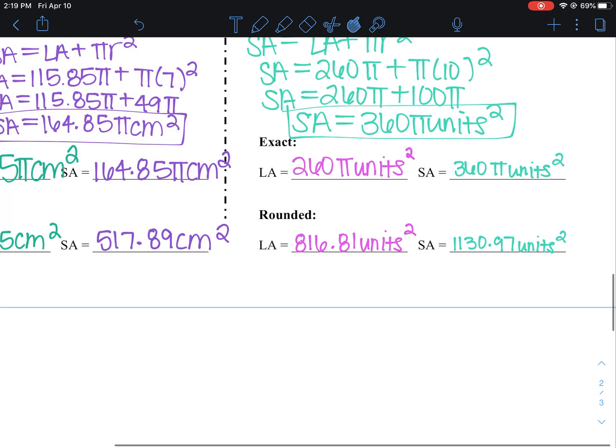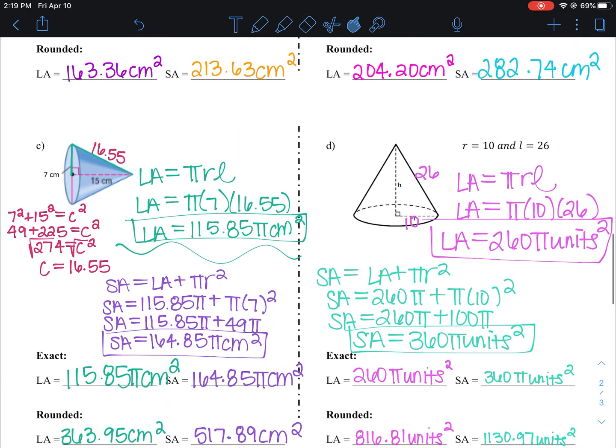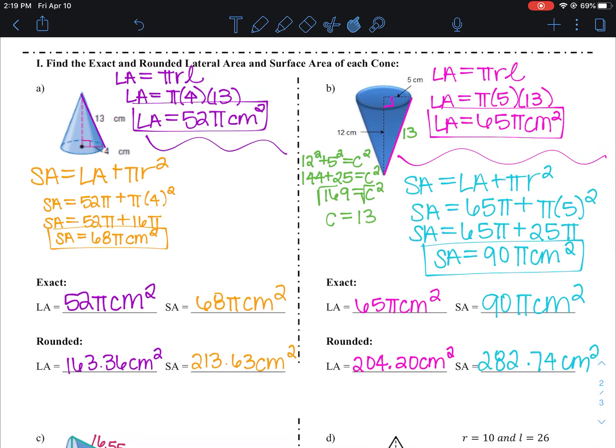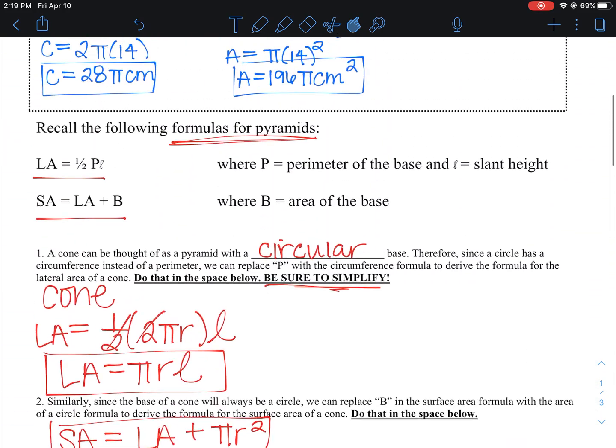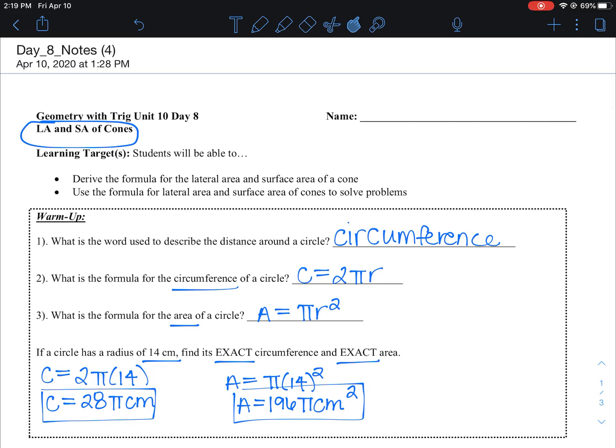Okay, so that is it for the lesson. All you need to do is do the homework 8, do the quizzes that go with lateral area and surface area of cones, and you are done for the whole week.